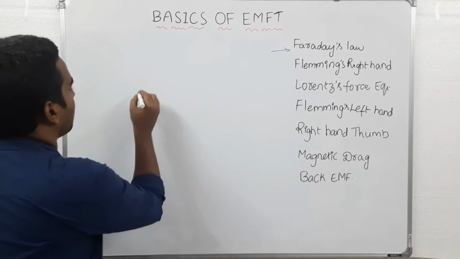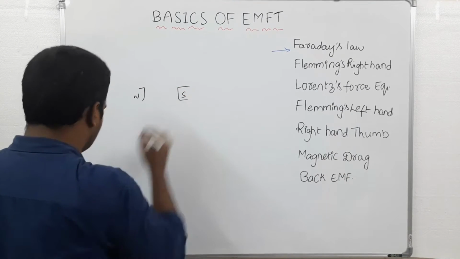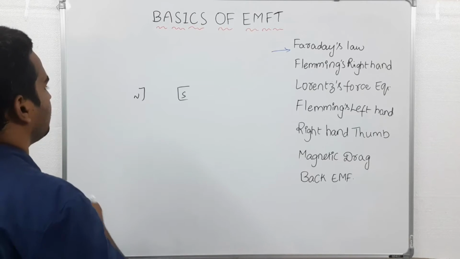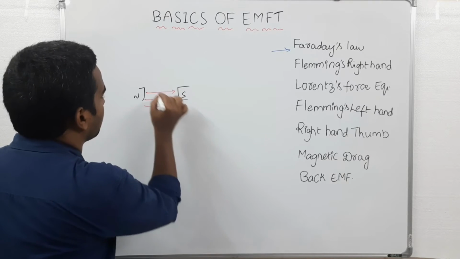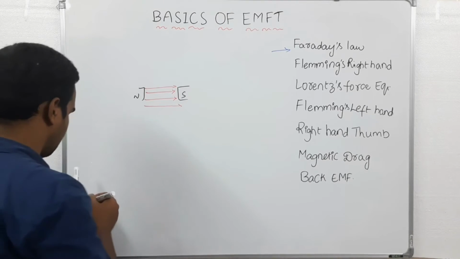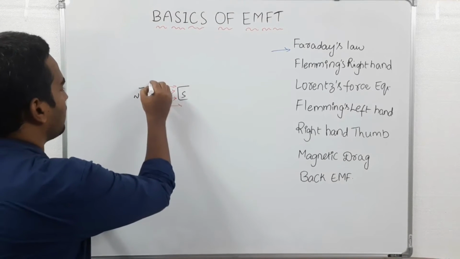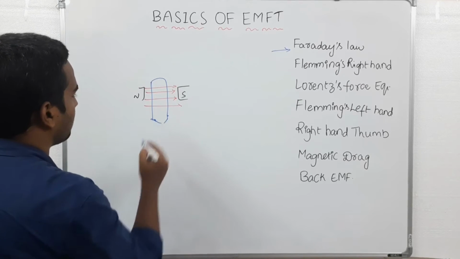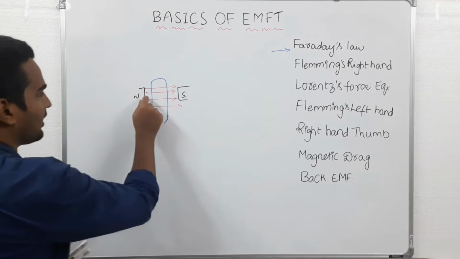Let us consider a two-pole DC generator, and a conductor is placed in the magnetic field. Okay. So let us apply Fleming's right hand rule at this particular point.